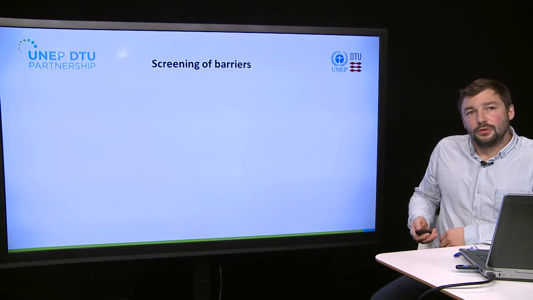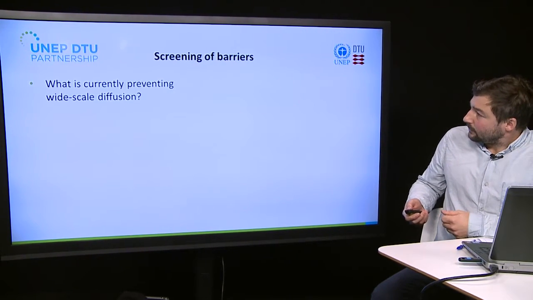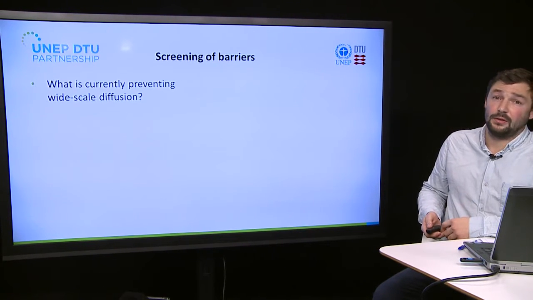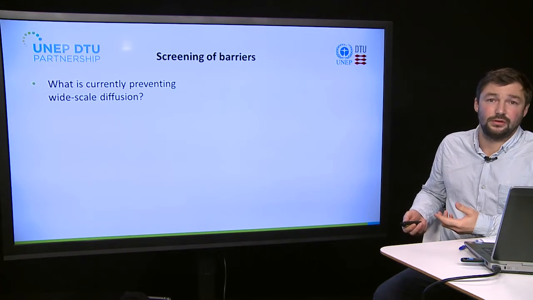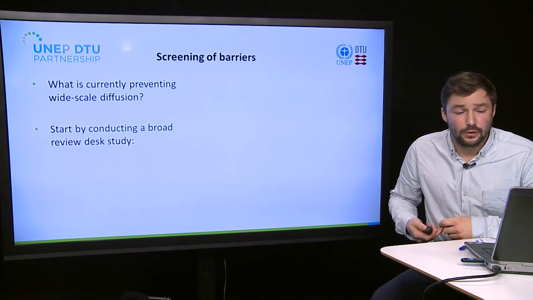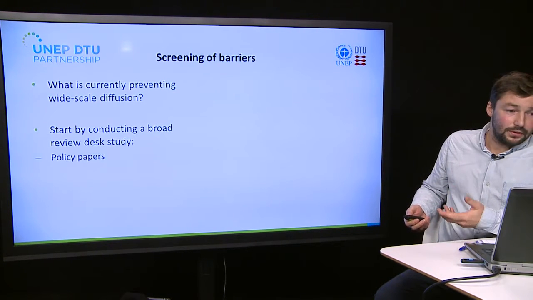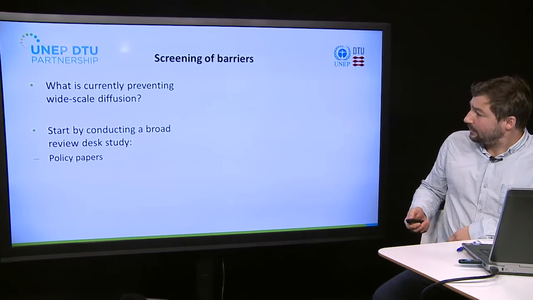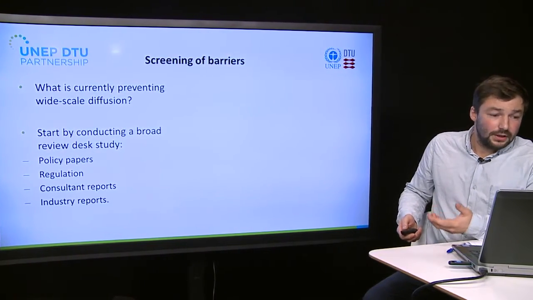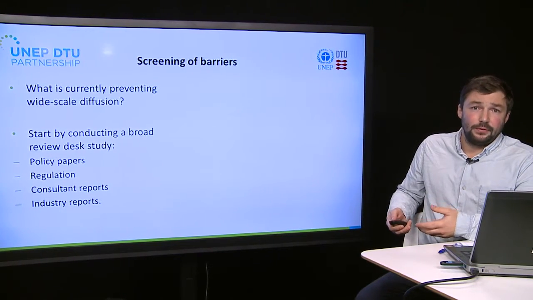So turning now to the broad screening of the barriers, we start by asking the overall question of what is currently preventing the wide-scale diffusion of a given technology. And the idea here is to start by what you may call a broad review-based desk study, looking at the previous available policy papers, regulation, consultant reports, industry reports, to look at what's actually currently available in the country.